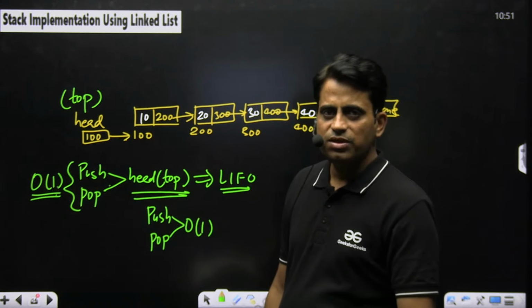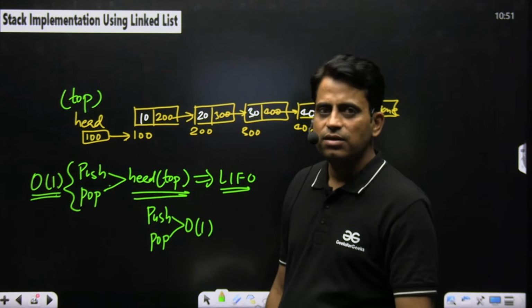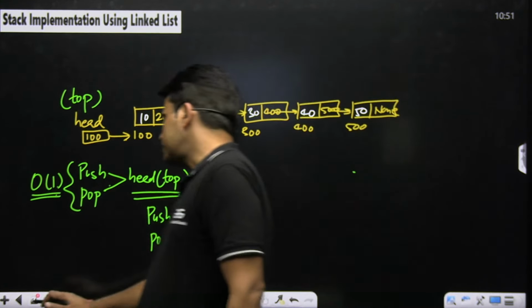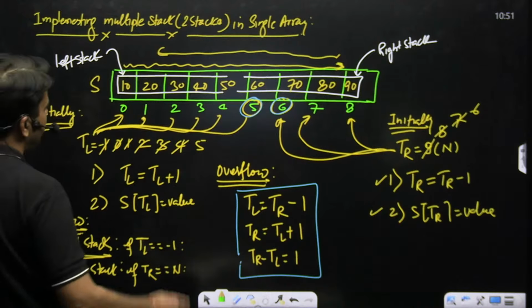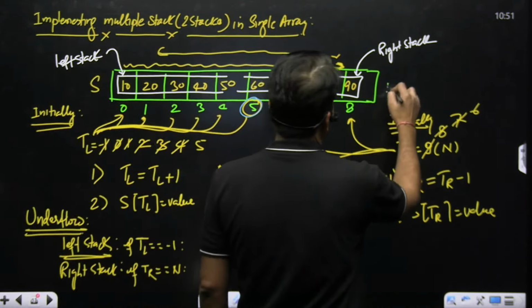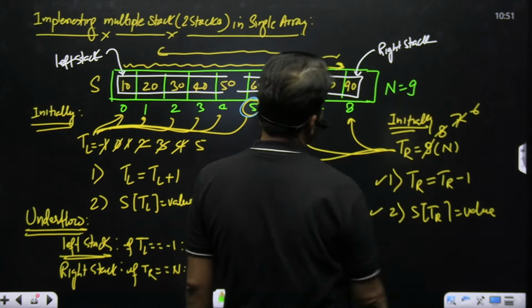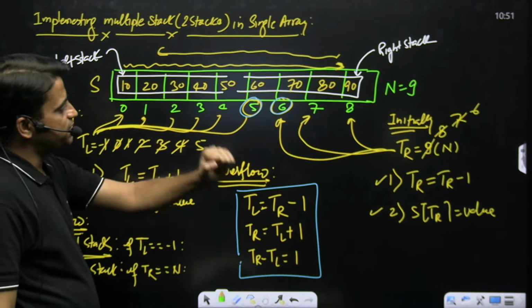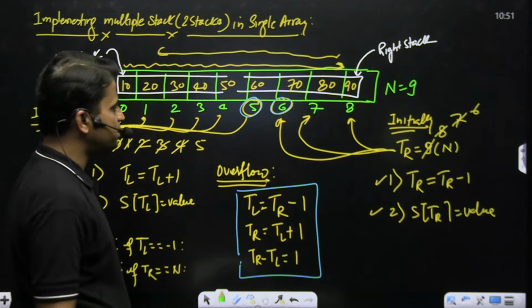The stack size should be n plus 1. Why n plus 1? n is the total size. What does n mean here? The total size. 0 to 8, so n means 9 here. n is the size of the array.